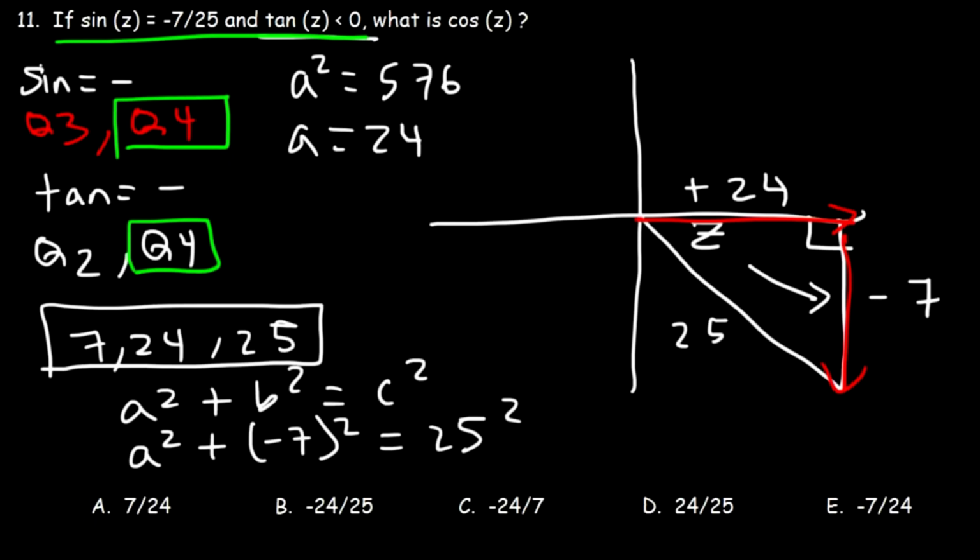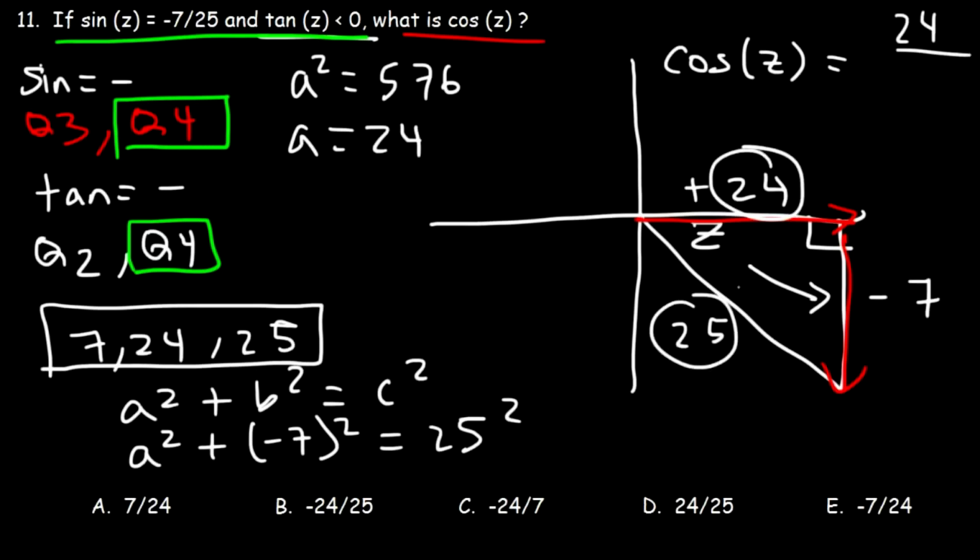Now that we have all three sides of the triangle, we can now find the value of cosine z. So cosine is adjacent over hypotenuse. The adjacent side is 24. The hypotenuse is 25. So cosine is positive 24 over 25, which means that D is the right answer.